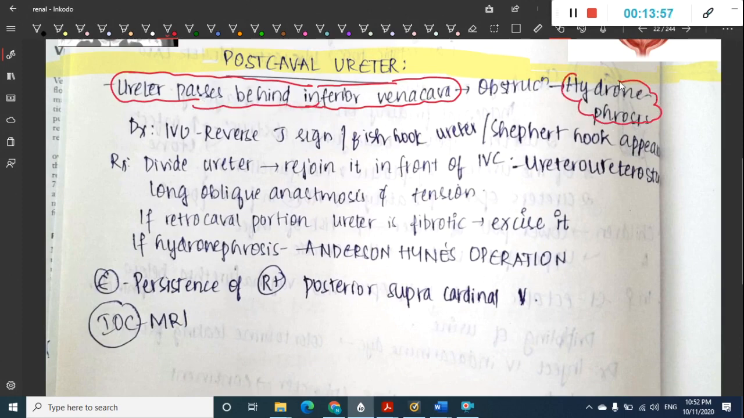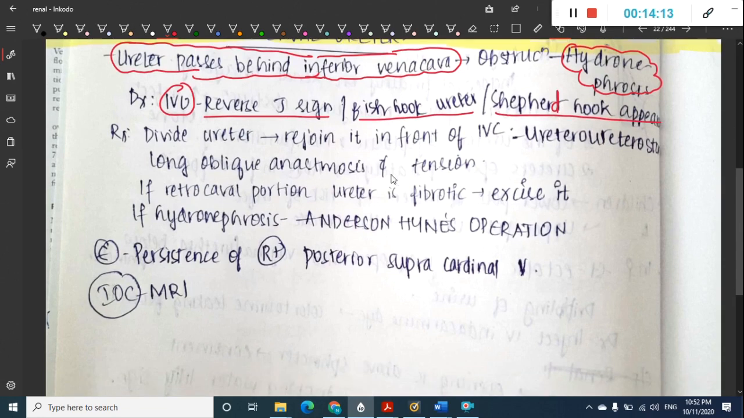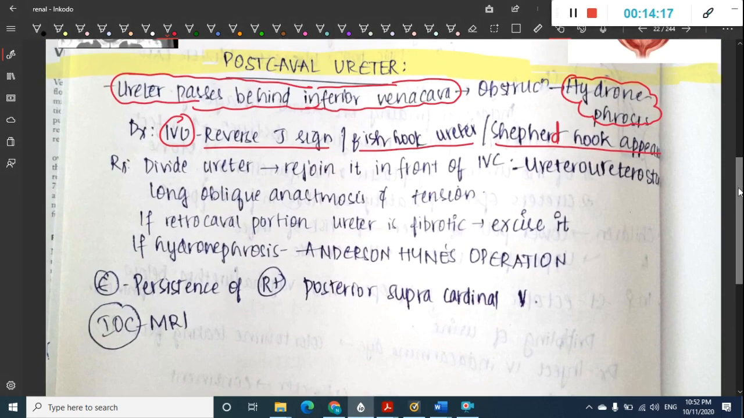We have a sign here on IVU which is called the inverse J sign, or fish hook ureter, or Shepherd hook appearance. Here what should we do as treatment? It is behind the inferior vena cava, so we cannot cut the inferior vena cava, because it's a vessel. So we have to divide the ureter itself and then rejoin it in front of the inferior vena cava.